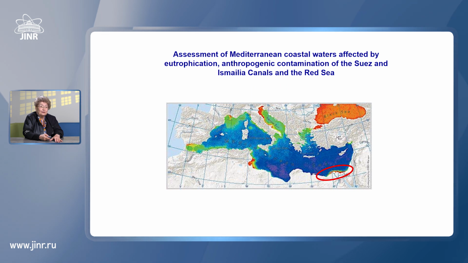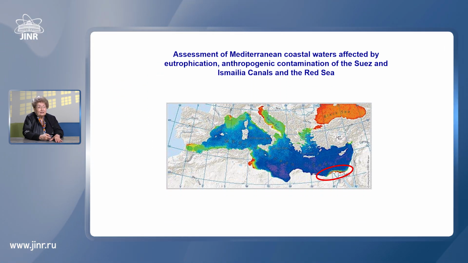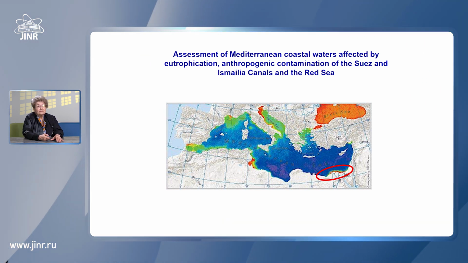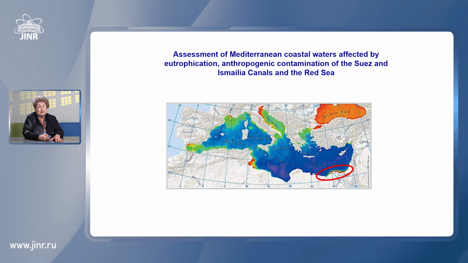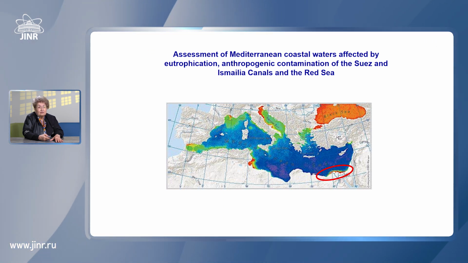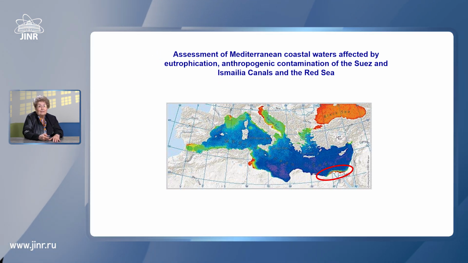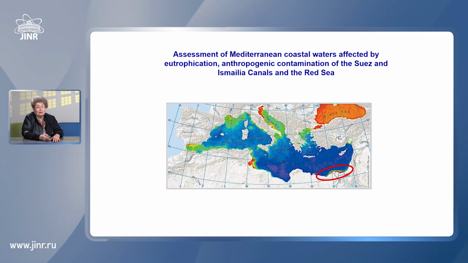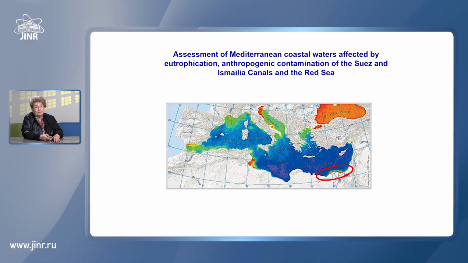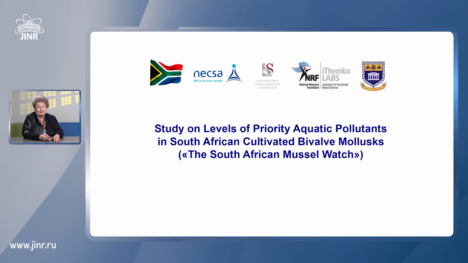That is most important. We also carried out research in the Alexandria Delta and an assessment of Mediterranean coastal waters affected by eutrophication, and anthropogenic contamination of the Suez and Ismailia canals and the Red Sea. So our research with Egypt is developing very well, and Egypt became a permanent member state of the Joint Institute last year. So naturally we are looking very enthusiastically for the development of our research with these countries.